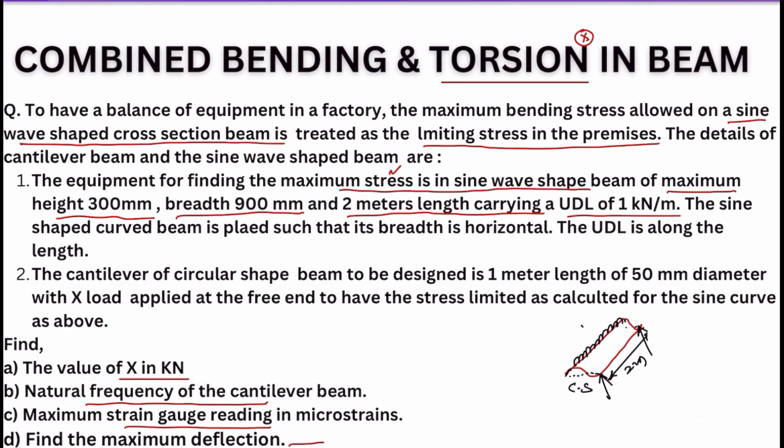And this is W, the UDL, which is 1 kilonewton per meter. Previously I said cantilever, but let us take a better beam. It's not mentioned whether it is cantilever or simply supported, so let us assume it is a simply supported beam, SSB.